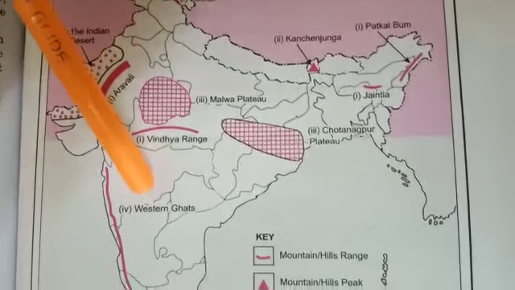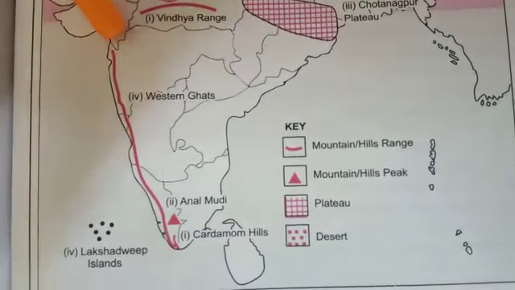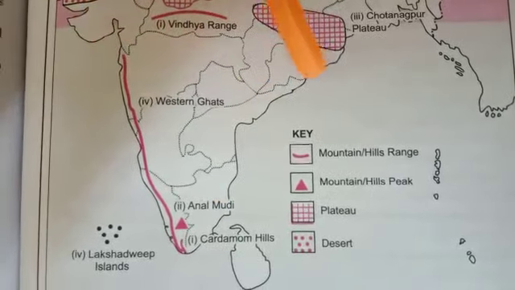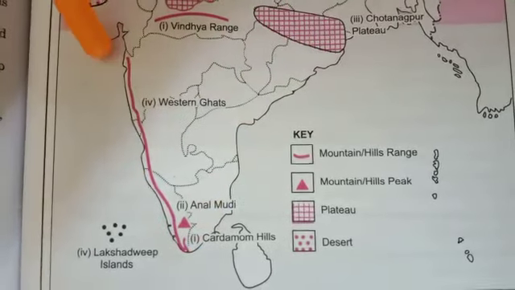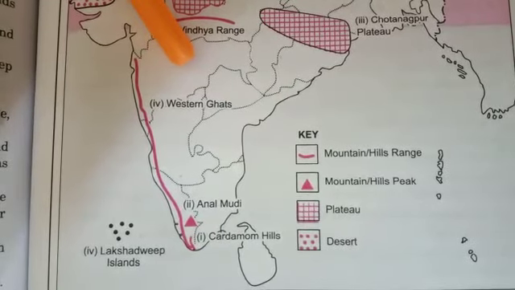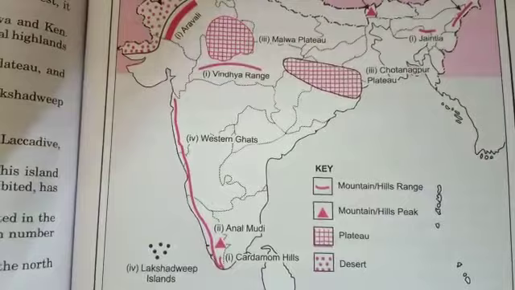Now come to the next portion, that is from the Western Ghat. This is Western Ghat and here is Eastern Ghat. From Western Ghat to Eastern Ghat, this area is like a triangle. This triangle area is called what? Deccan Plateau. These two regions are important for the plateau region.